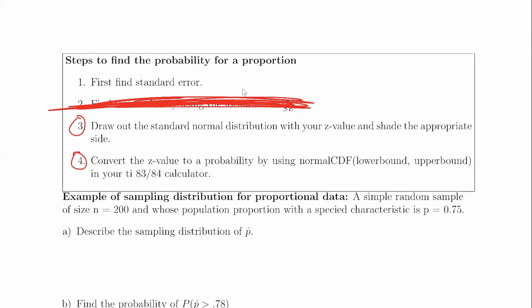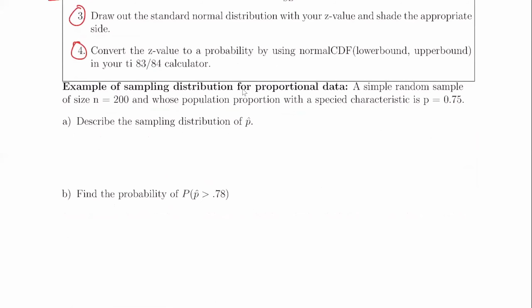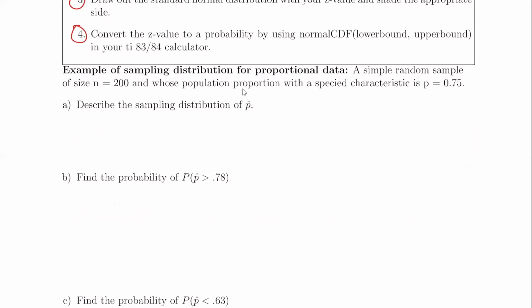So let's go ahead and do the first problem, and then I think that should be all the time that we have. For this one, it said a simple random sample of size n is equal to 200, whose population proportion with a special characteristic is p is equal to 0.75. So I'm telling you the population proportion is equal to 0.75, and n is equal to 200.